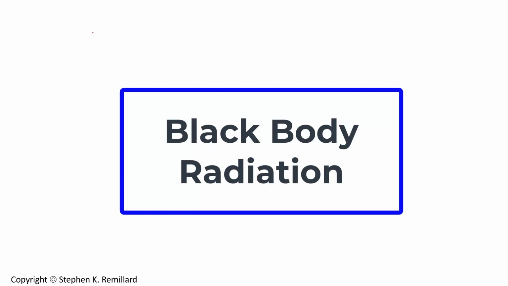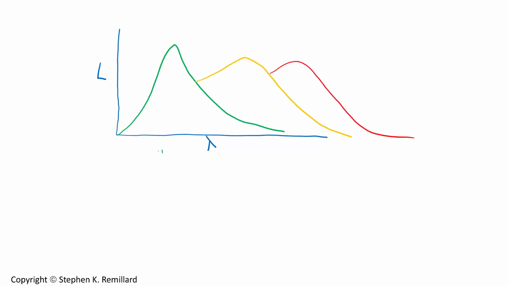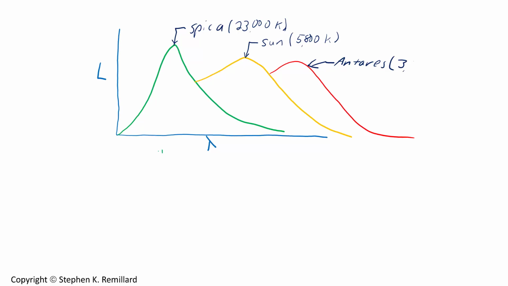The light coming from different stars has different colors, where the radiance, as a function of wavelength, will look something like this. These are real stars. This is Spica, which burns at 23,000 Kelvin and happens to be located 261 light years away from the Sun, which is this one. And this one is Antares, which burns at a nice cool 3,400 Kelvin, located 620 light years away.